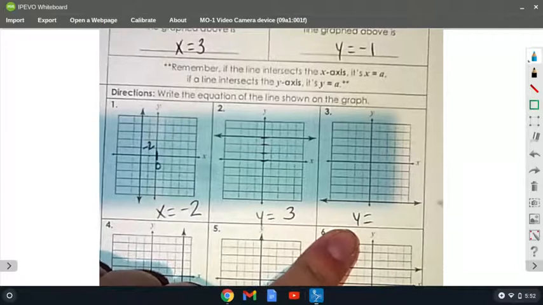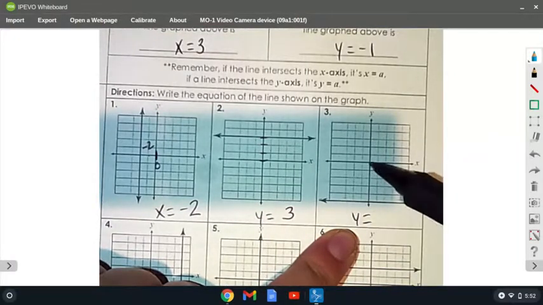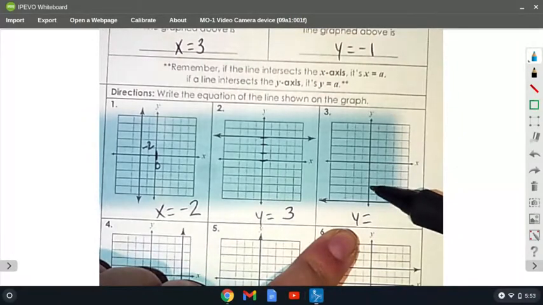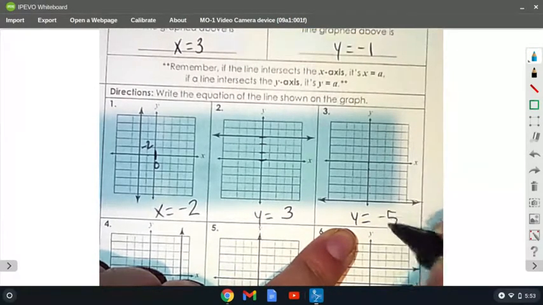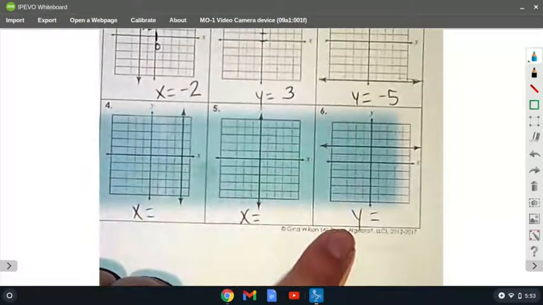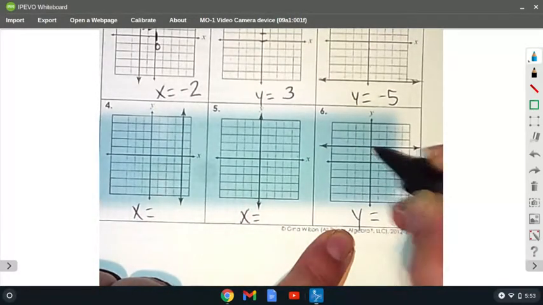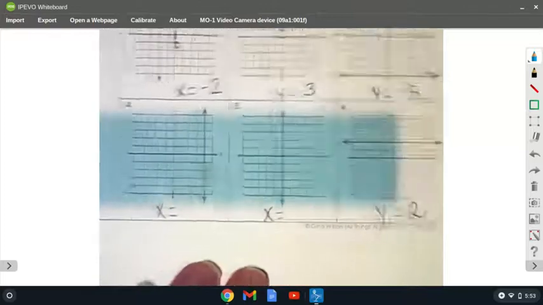This one is also a y. The line's down here, so I'm going to look at where it is crossing that y-axis. This is 0, -1, -2, -3, -4, and -5. Moving to 6, this crosses at 1, 2 on my y-axis.